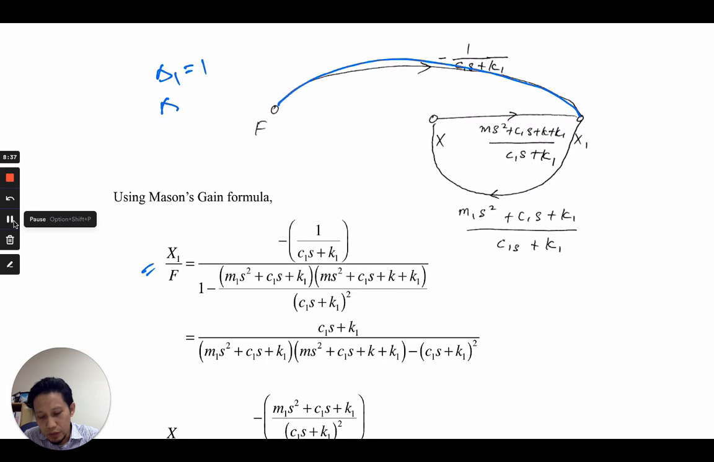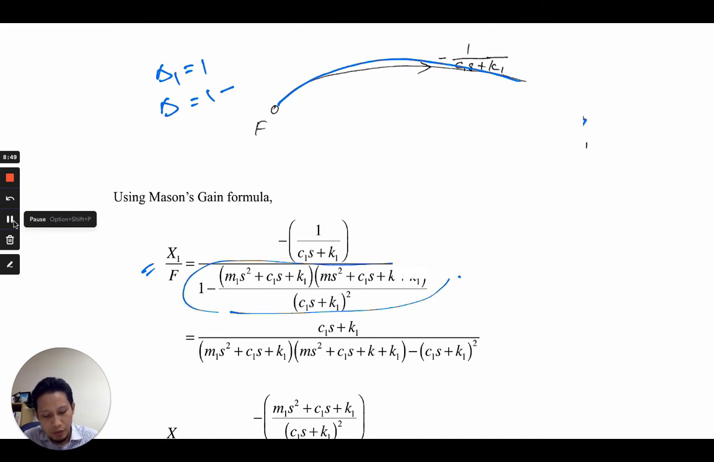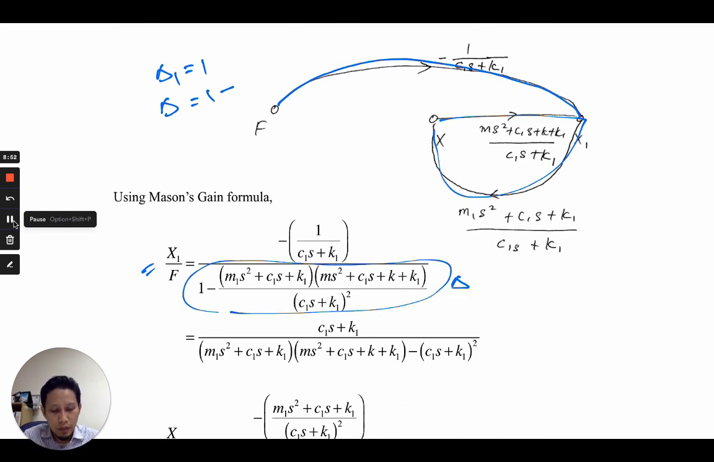And then our delta is actually 1 minus a loop. We have only one loop here, this is the loop over here. So that's why we have this kind of equation. This is the delta actually. Okay, and then we can rearrange the fraction over here and simplify so that we can get this term for x1 over f. So you can try how to come up from this fraction to this fraction. It is actually pretty simple.